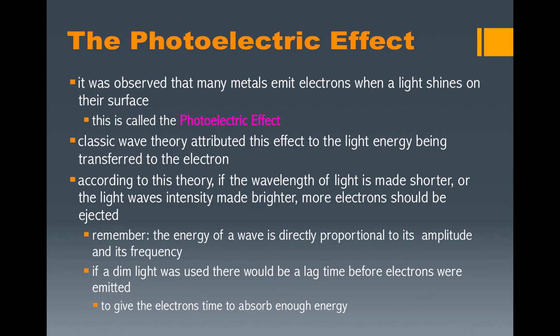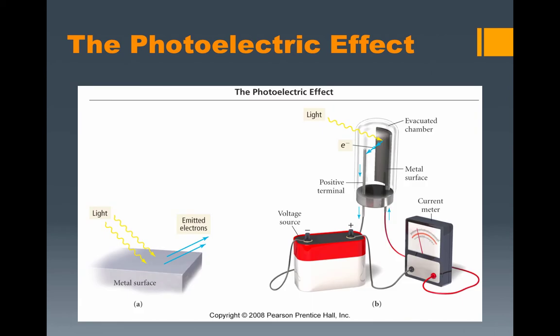Classic wave theory tells us that light energy should be able to be transferred to this electron, and it should be able to pop off on all ranges of light. We call this ejection of electrons. Remember that the energy of a wave is directly proportional to its amplitude and frequency. So what ends up happening is a dim light, a bright light, and the color of light all affect whether or not an electron is actually released.